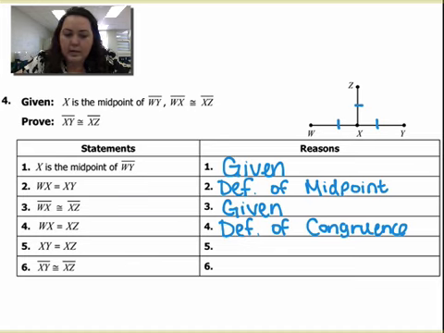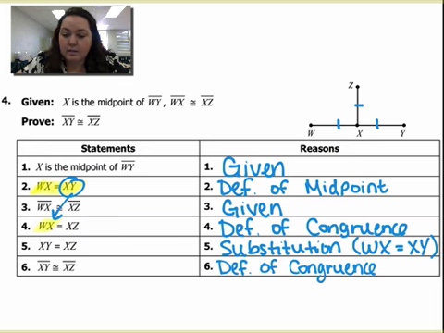Now I can take XY and I could set it equal to XZ by substitution. So if I look at the step above, I had WX equals XZ, but I know that WX is the same, it's equal to XY, so I can substitute in XY where I had WX. So I substituted WX equals XZ, or XY, and so now I can write it line segment XY is congruent to line segment XZ. All I added was a congruent symbol instead of an equals and the line segment bars, and I said that is because definition of congruence.